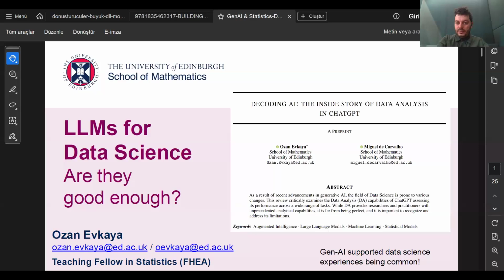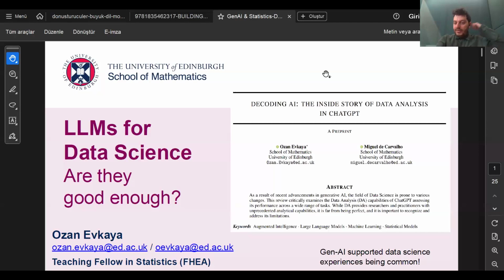As the second speaker of the day, I will hand over from Jen to talk a little bit about the capabilities of the LLMs for specific data science questions. So let me share my screen. And hopefully it is visible at the moment for everyone.